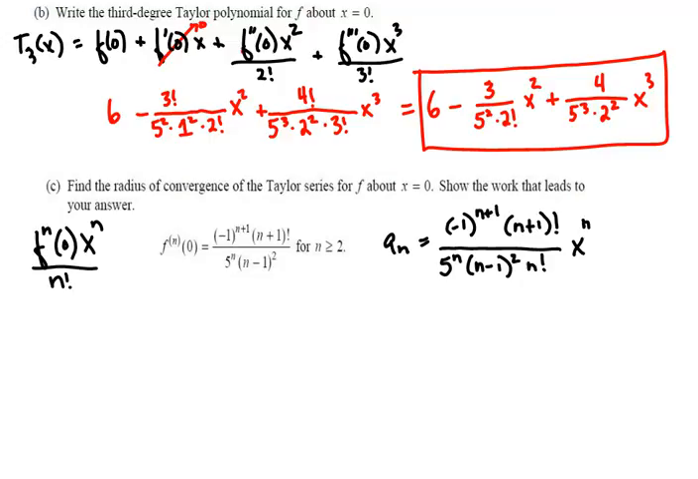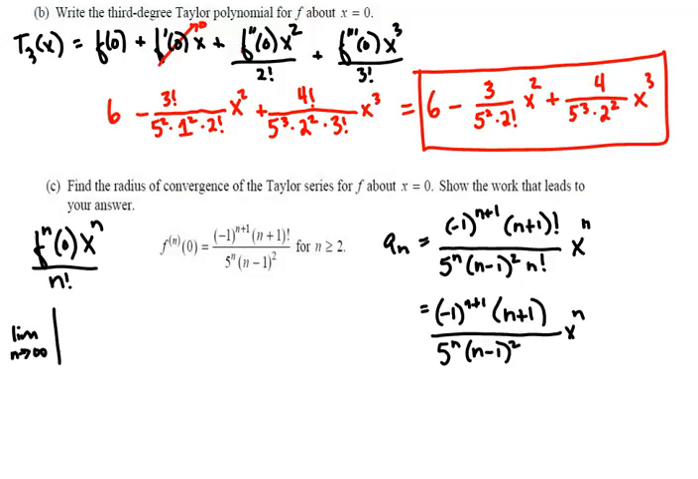Now we could simplify this a bit because n plus 1 factorial over n factorial is really just n plus 1. And so we end up with negative 1 to the n plus 1 times n plus 1 over 5 to the n times n minus 1 squared, all times x to the n power. So to find the radius of convergence, we don't need to check the endpoints. So we want the limit as n goes to infinity.